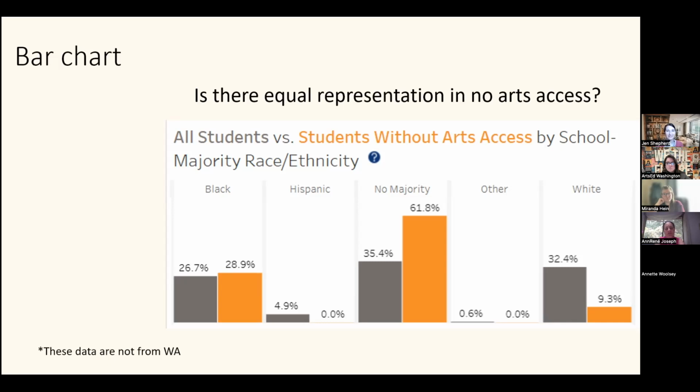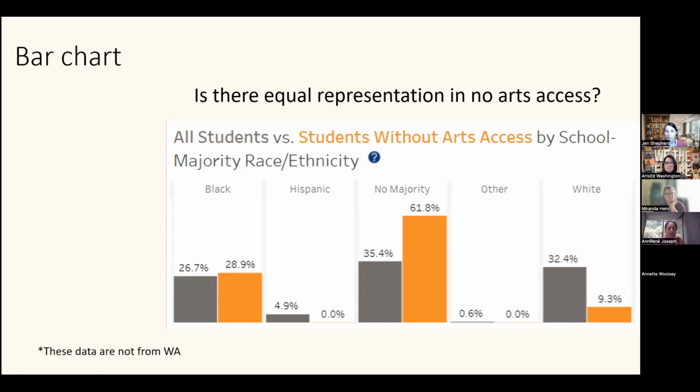No. That was a definitive no. I agree. If there were, all the bars would look like this Black category, where the proportion of students is about the same as the proportion who don't have arts. It's about what you would expect. It matches the population. But look what happens with this no majority group. No majority means no one racial or ethnic group was large enough to be 50% or more of the students. Therefore, it's a very diverse school. And in those schools, which are only 35.4% of the population, it's 61.8% of our students who don't have the arts. So those students are overrepresented in not having arts access.